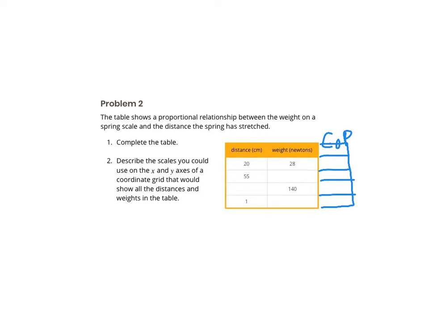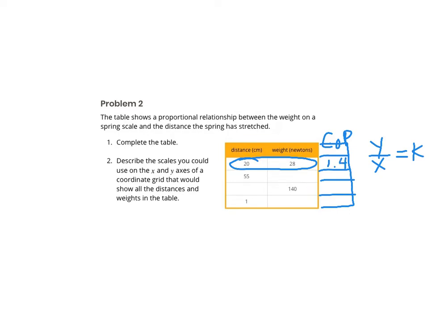So we need to calculate that, and to do that, we are going to do the y value divided by the x value to figure out what your constant of proportionality is, or k. And so for this, we have one row completely filled in. So if you do 28 divided by 20, you get a constant of proportionality of 1.4.